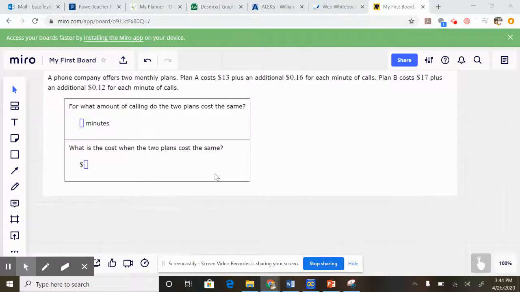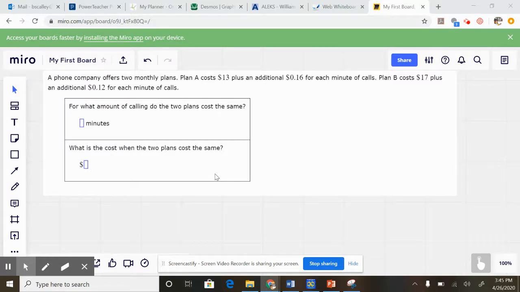All right, so another word problem here. A phone company offers two monthly plans. Plan A costs $13 plus an additional 16 cents for each minute of calls, because apparently this is back when they charged per minute. Plan B costs $17 plus an additional 12 cents for each minute of calls.